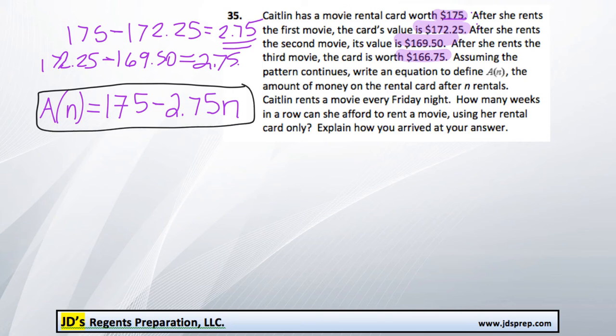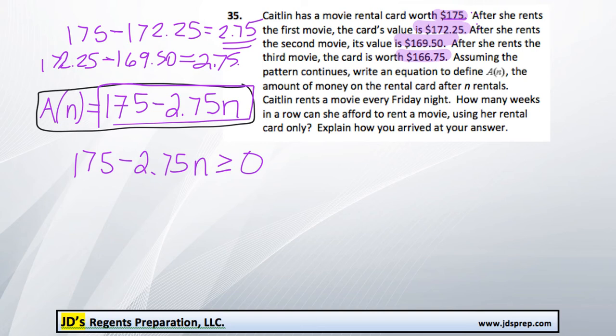Now it says, Caitlin rents a movie every Friday night. How many weeks in a row can she afford to rent a movie using her rental card only? In other words, this, which represents the amount of money left on the card, has to always be greater than 0, right? Once it reaches 0, then she can't rent any more movies. What we're going to do to figure this out is write it as an inequality. We want 175 minus 2.75 times n to be greater than or equal to 0.